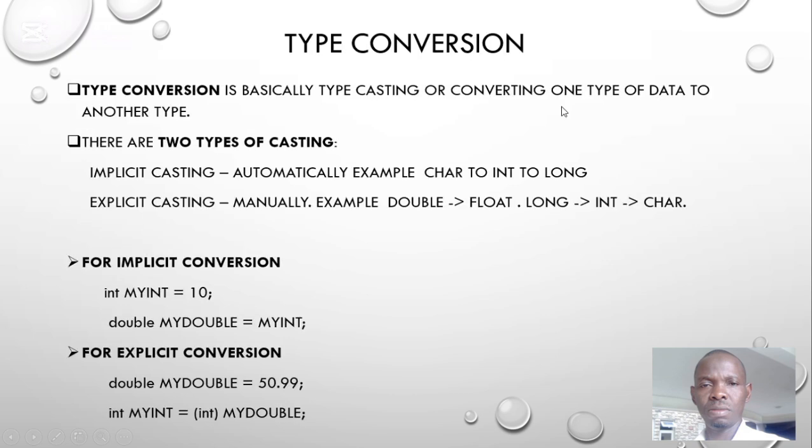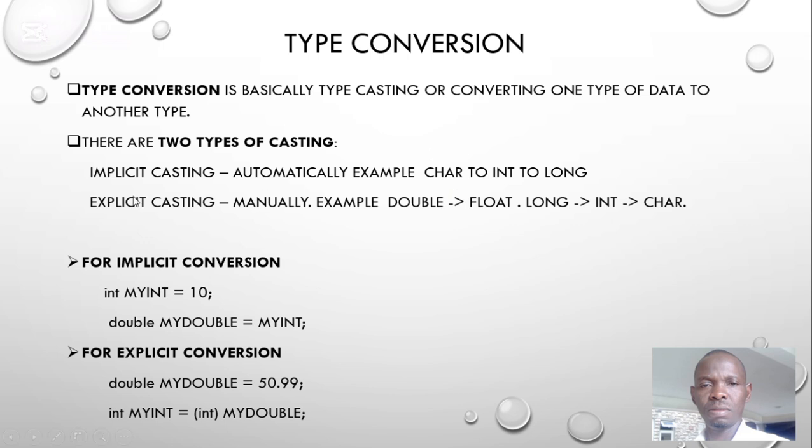So then the conversion. Conversion is basically typecasting, or converting one type of data to another. We have two types of casting: implicit casting and explicit casting. Implicit casting is done automatically. For example, we convert character to integer and from integer to long. That is, we can convert from a small size to a larger size.